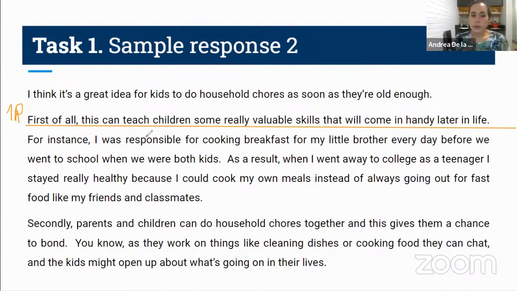So remember, in the rubrics we read, one of them was sustained discourse, right? So you need to justify what you're saying. If you're saying that it's a good idea, you need to tell me why. That means you need to give me reasons why you think that way, why you feel that way, or what your opinion is like that. So he is doing that. He's supporting his idea with one reason in the first. So he says the reason why it's a great idea is because this can teach children valuable skills that will come in handy later in life.